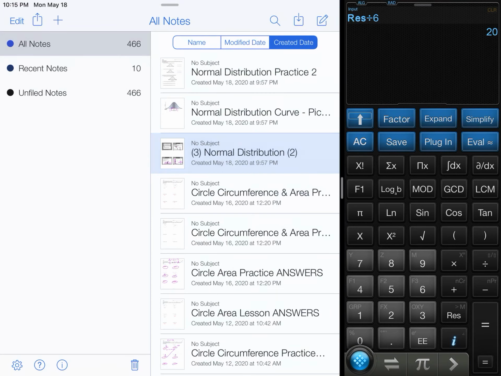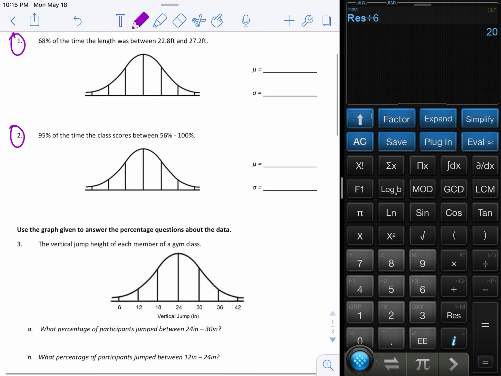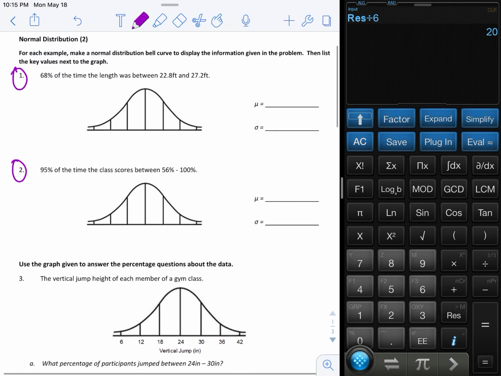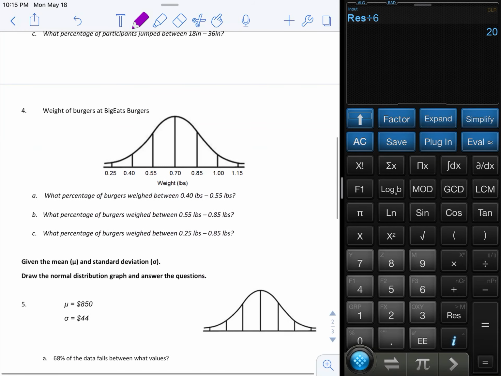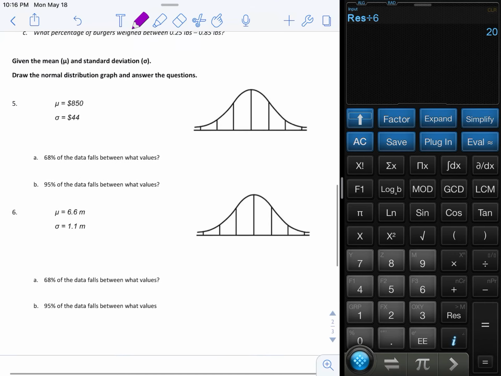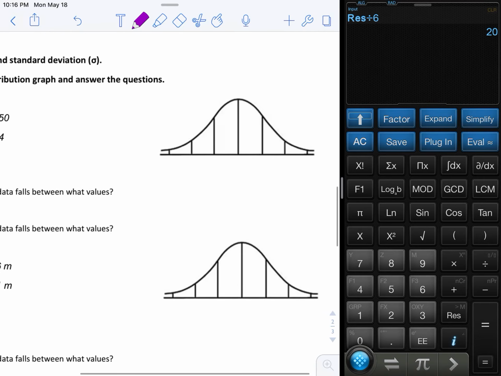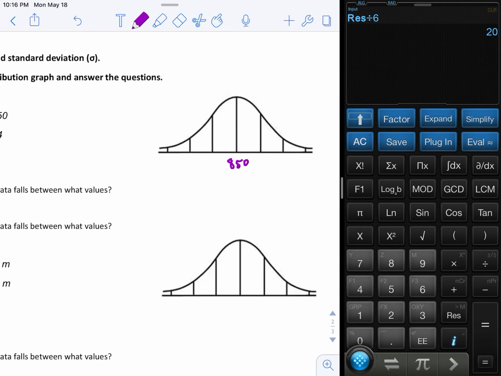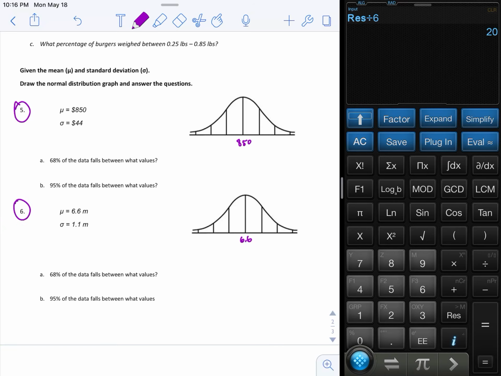Okay? All right, let's take a look at the homework. Okay? These follow exactly like those ones that we did. So question 1, question 2, you can answer 3. You could definitely answer 4. Yeah, and then here you make the chart. So that 850 goes here in the middle. Okay, and then you plug in the rest of the numbers. All right, and then 6.6 goes right in the middle, and then you fill in the numbers. Yep, 5 and 6, 1 through 6.